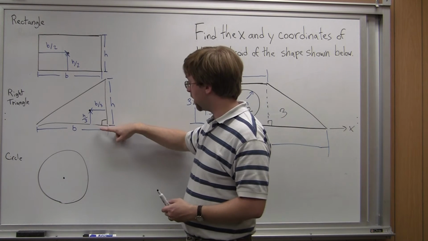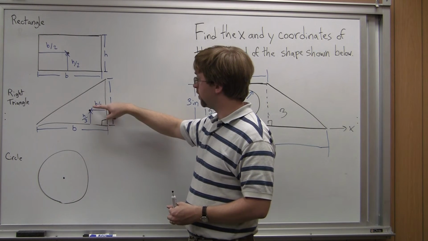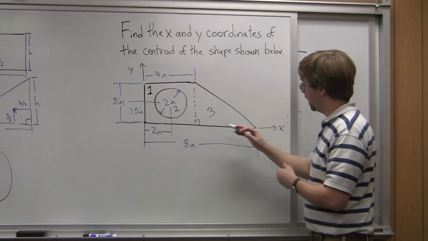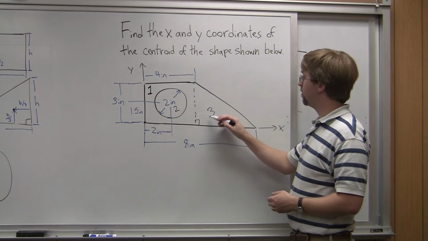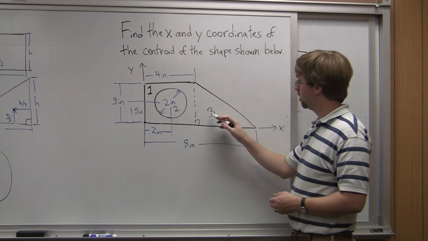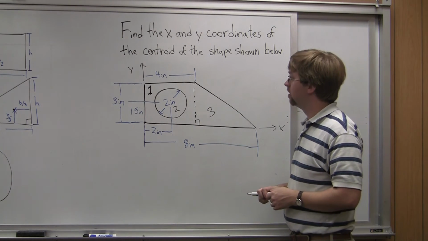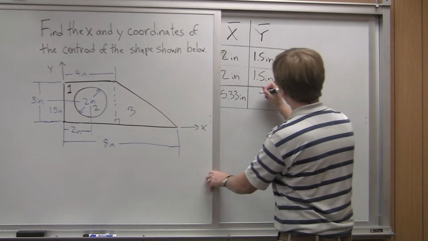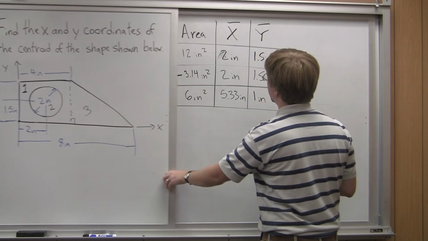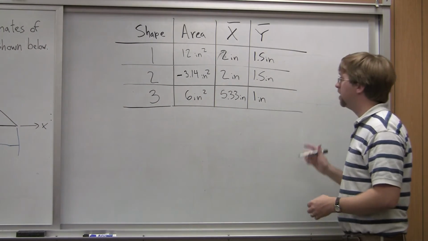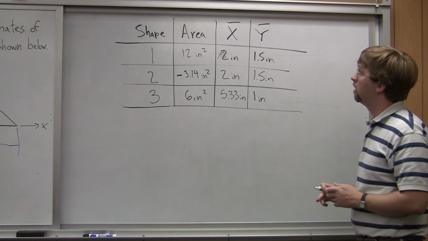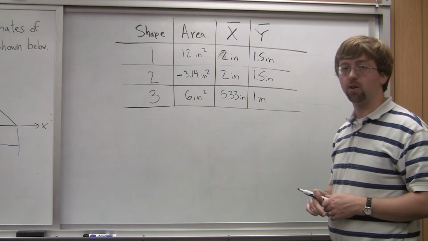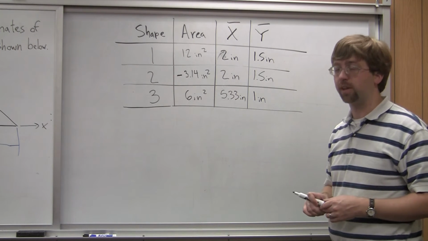Alright, so now I need to look at the height of my centroid. Going from the right angle side, if I go 1/3 of the height up, I end up at the centroid. So 1/3 of 3 inches, which is the height, gives me 1 inch, which is the height of my centroid there. Alright, so once I filled in this table, this is most of the work that I need to do. Now I just need to perform the calculations.